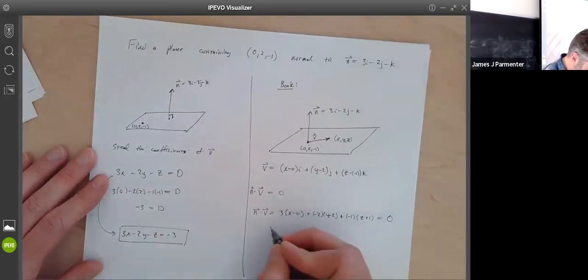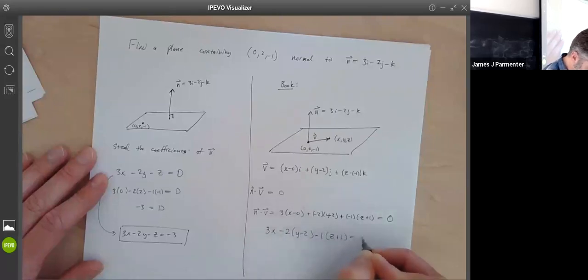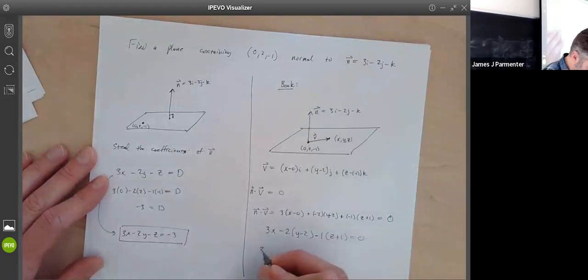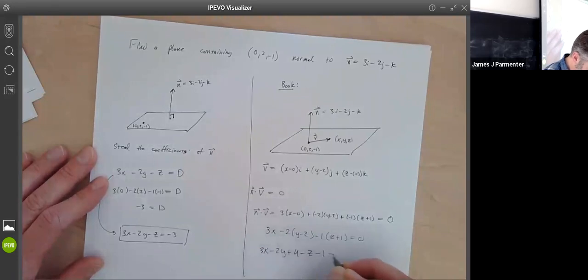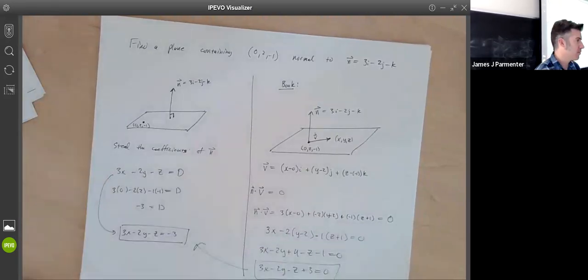But if we multiply this out, look what we've got. We've got 3x minus 2 times y minus 2 minus 1 times z plus 1 equals 0. And if we actually multiply it all out, 3x minus 2y plus 4 minus z minus 1 equals 0. 3x minus 2y minus z plus 3 equals 0. Or that, if you prefer. So it really is the same. And it's kind of neat, right?